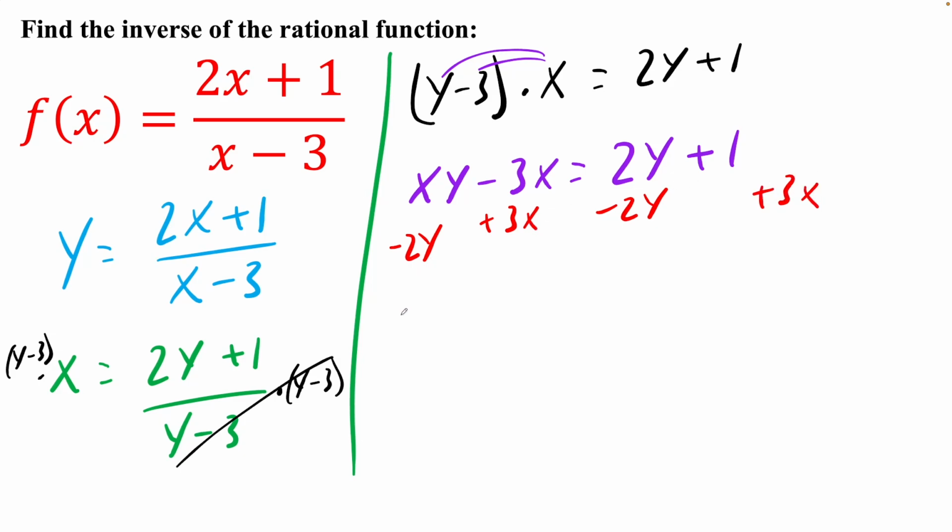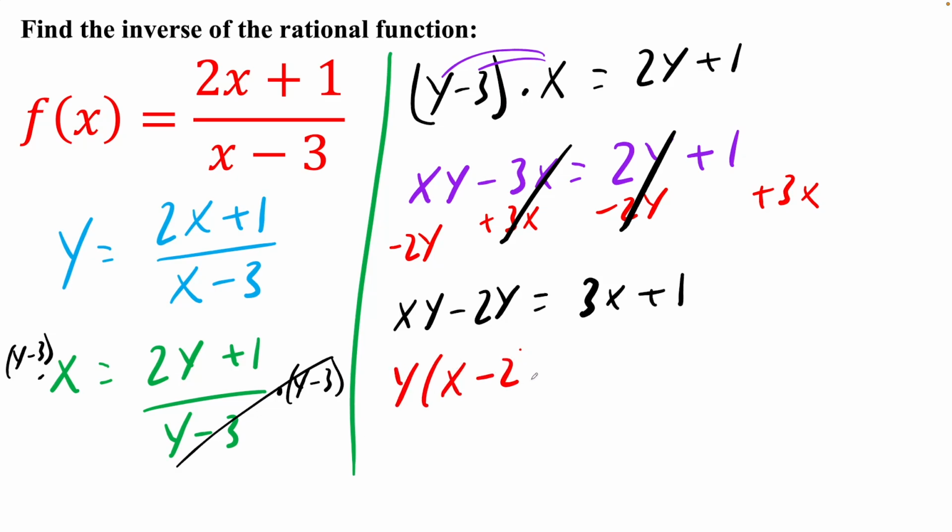And so we're going to get xy minus 2y. These pieces cancel out, is equal to, these pieces also cancel out, and then we have 3x plus 1. We're still not done yet. We're going to try to group our y's. So we'll have y times (x - 2), because y times x is xy, y times negative 2 is negative 2y, and then this piece remains the same.